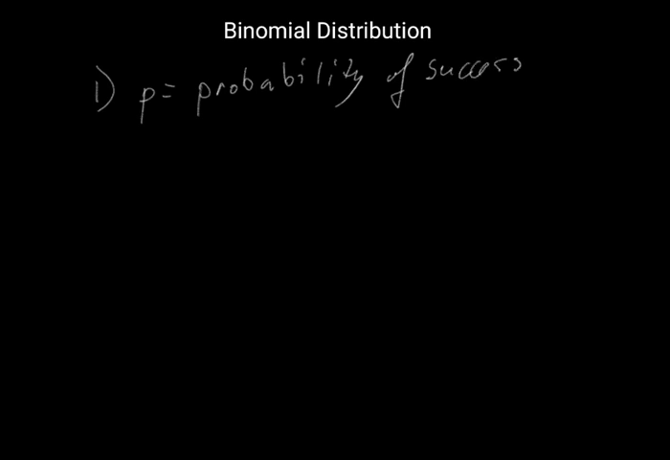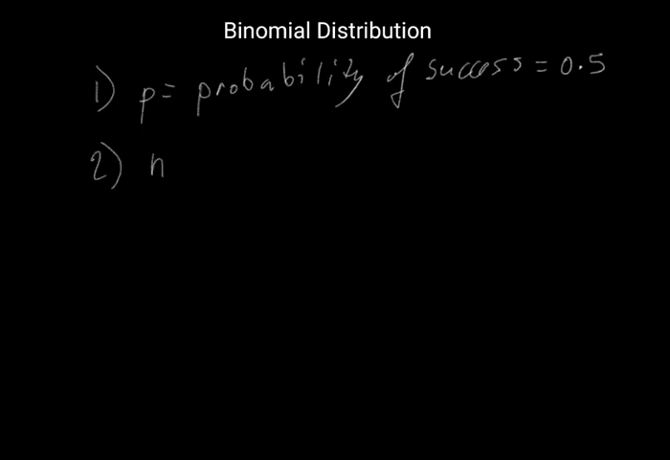Suppose we flipped a fair coin 3 times and wanted to know the probability of getting one head. This can be modeled by a binomial distribution with P, the probability of success, being equal to 0.5. Because on a fair coin, the probability of getting heads is 0.5 and the probability of getting tails is also 0.5.